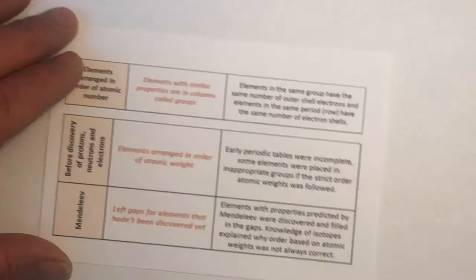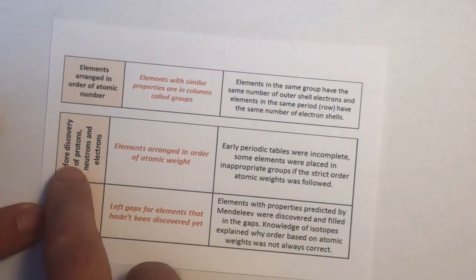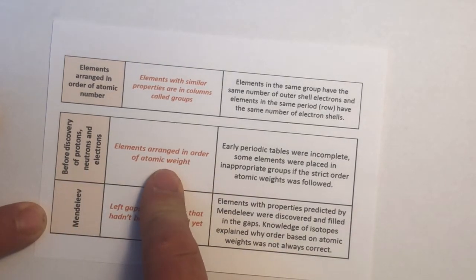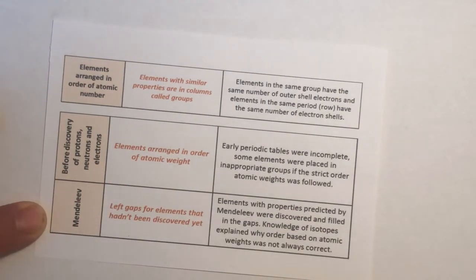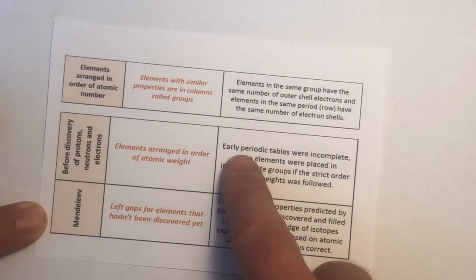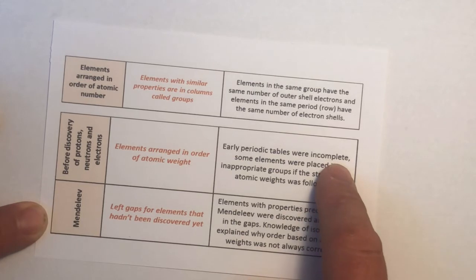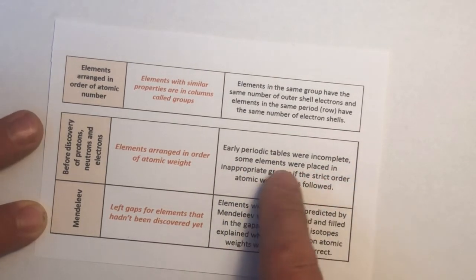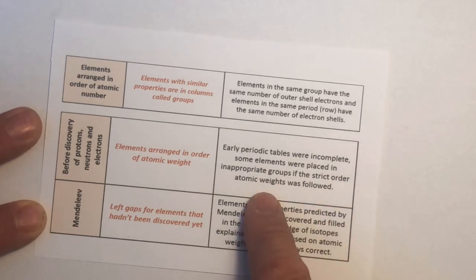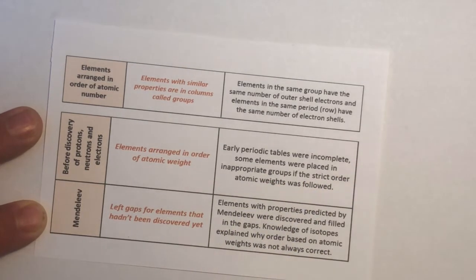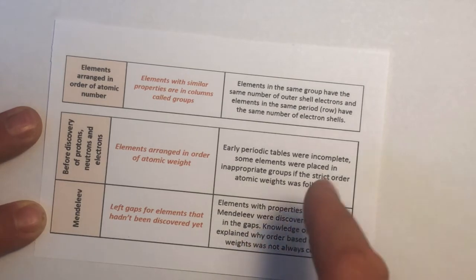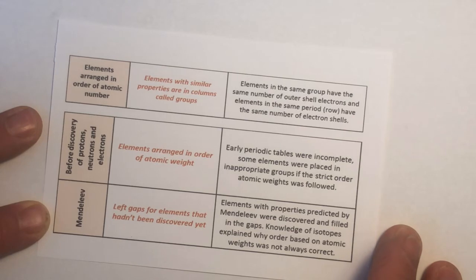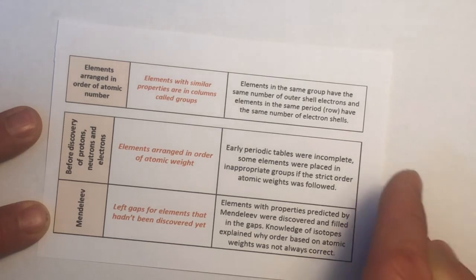Now, how was all this discovered? Before the discovery of protons, neutrons and electrons, elements were arranged in order of atomic weight. Basically, they went across in how heavy they were. Early periodic tables were incomplete. That's because we didn't know some of the elements. Some elements were placed in inappropriate groups if the strict order of atomic weight was followed. So what they did is they made up a periodic table, and then there may well have been just random elements next to each other, right, in a group that had completely different properties.